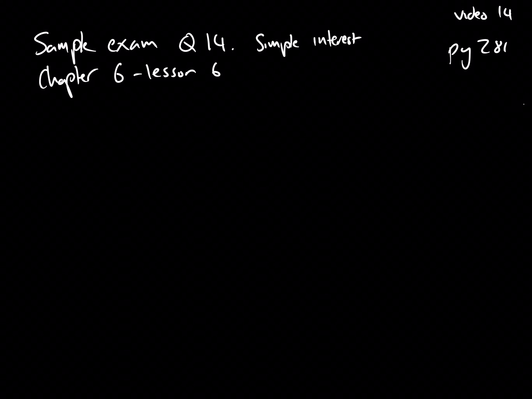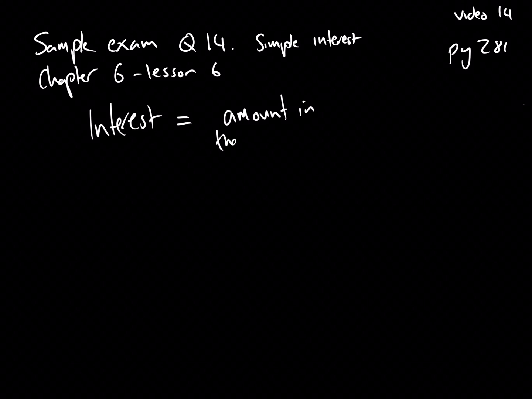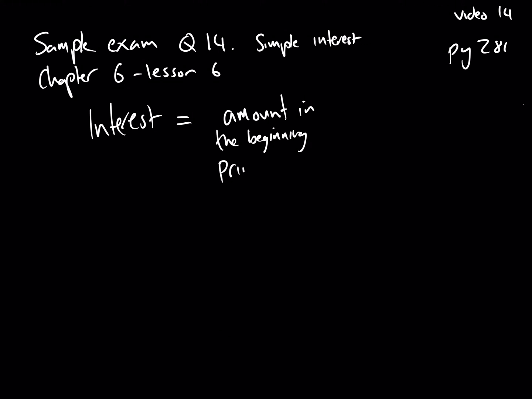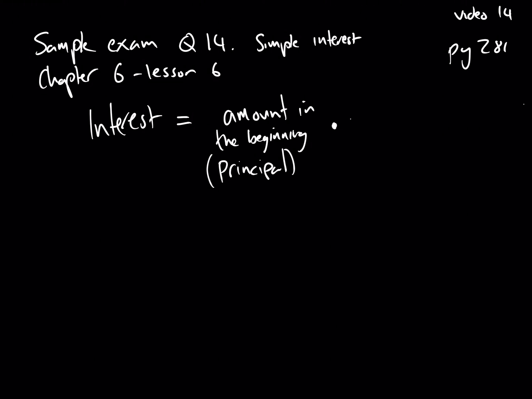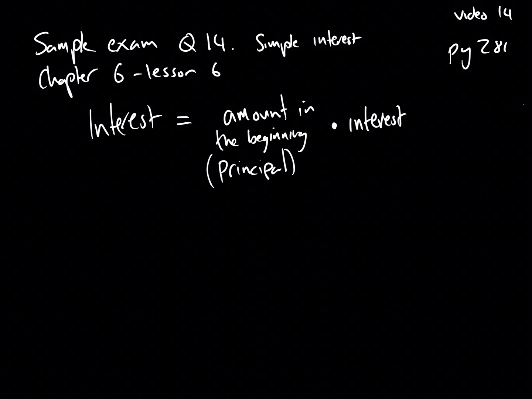So we'll have interest is equal to the amount in the beginning. This is also called the principal. The principal amount. Okay, but it just means the amount you either took from the bank in the beginning or you put into the bank in the beginning. You multiply this by the interest rate, but you will put it as a decimal.